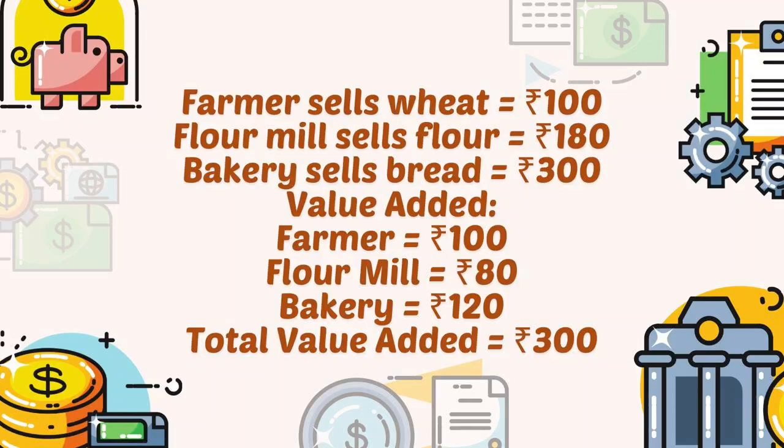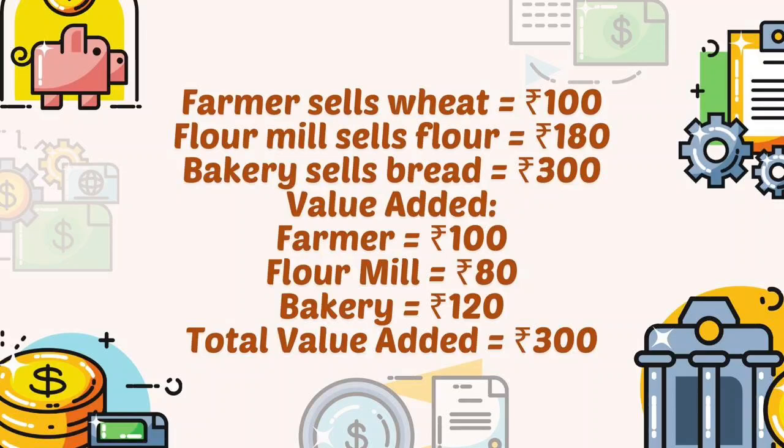So the farmer's value of output is 100, intermediate consumption is 0, therefore value added is 100. Now the wheat reaches the flour mill. The flour mill buys the wheat for 100, grinds it to flour, packs it and sells it for 180. Many students think the flour mill has added 180 rupees. That's incorrect. Remember, 100 rupees was already created by the farmer. The flour mill has only created an extra 80.